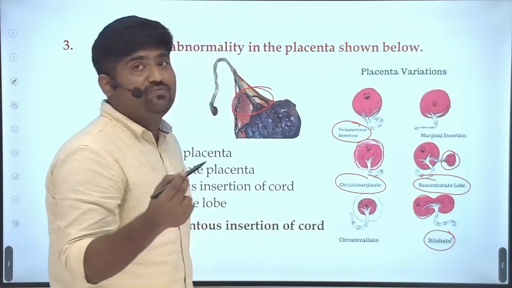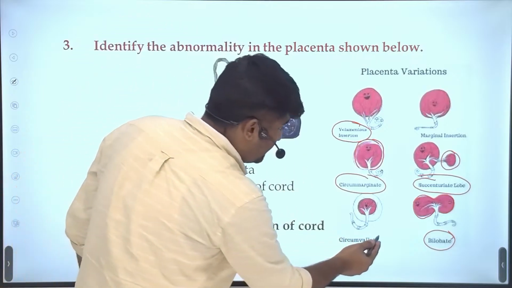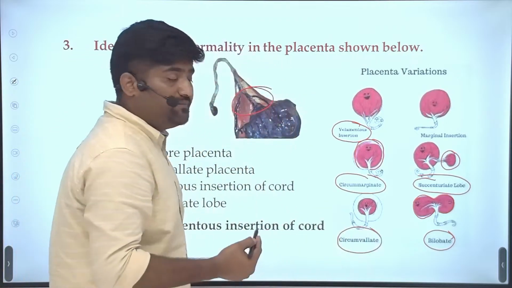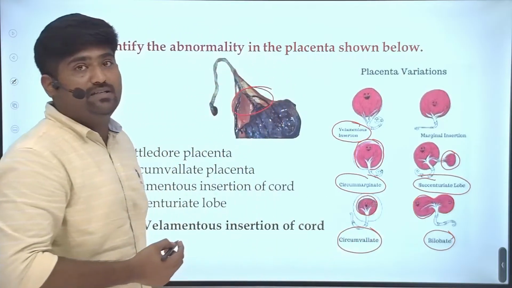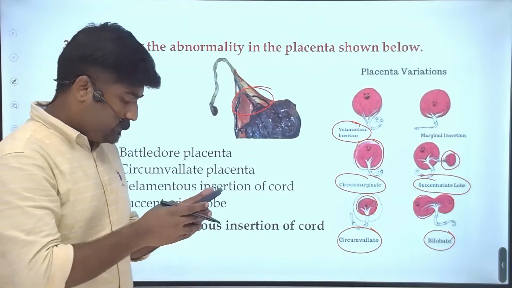Coming on to circumvallate, there will be a circumferential insertion. With circumvallate, there will be a depressed portion in the central part. This is how you should remember. Okay? Yes.